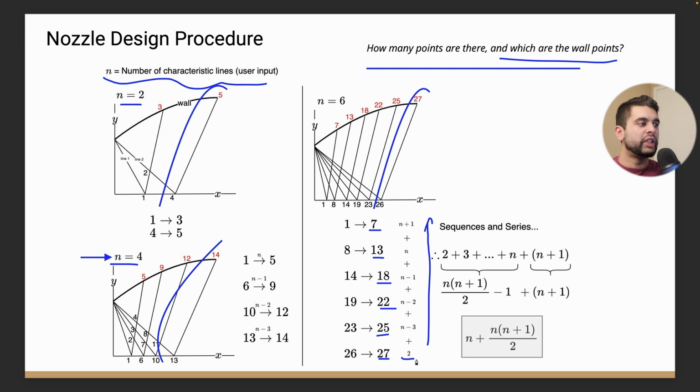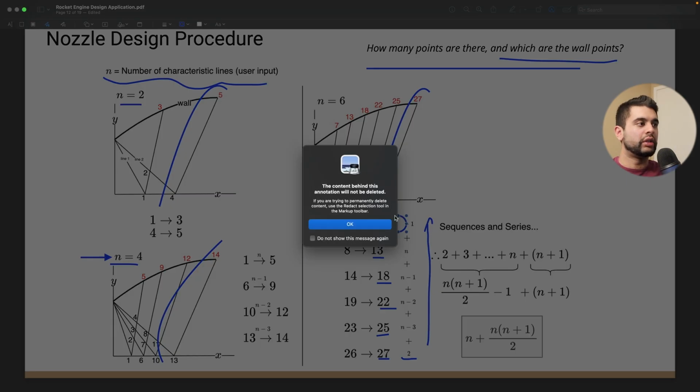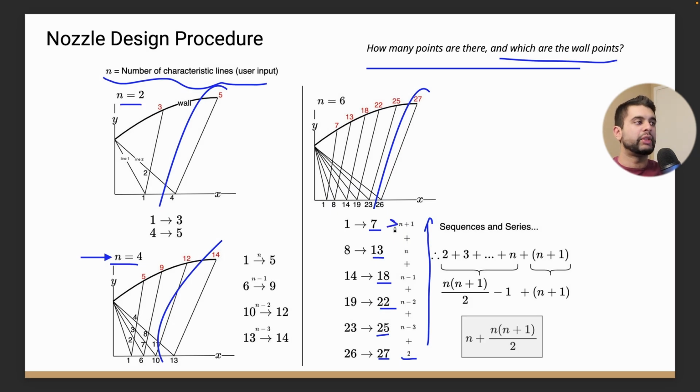So we have 2 plus 3 plus 4. The last value is n plus 1 here. If you recall your math class, this is a classic sequences and series case. If you have a sequence that goes from 2 plus 3 up to n plus 1, this is simply n times n plus 1 over 2 minus 1. Because since we're starting at 2, we're not starting at 1, we need to subtract the 1 there. Because if you have a series like 1 plus 2 plus 3 plus 4 and so on till n, for n numbers, it'll be n times n plus 1 over 2. But since we're starting at 2, we need to subtract the 1 from that. And this n plus 1 will carry over here. So the number of points are n plus n times n plus 1 over 2. So you can directly get how many points you have from how many lines you need.